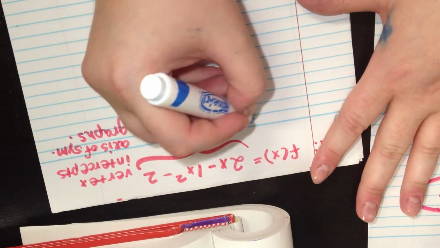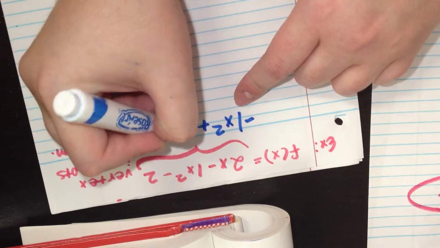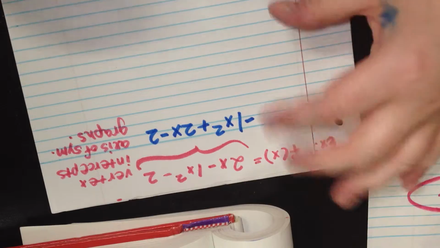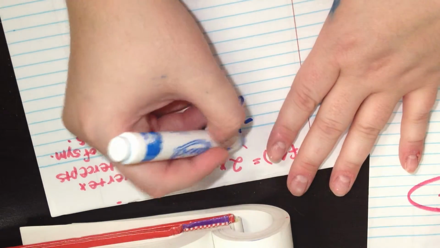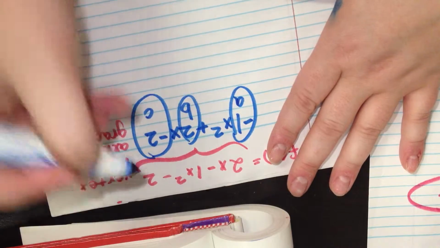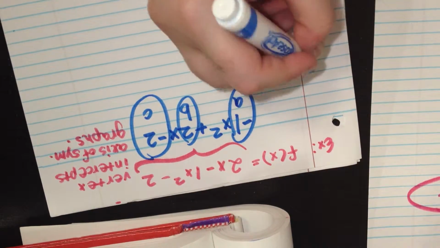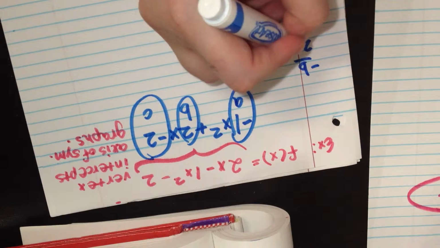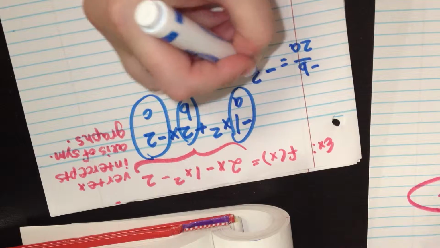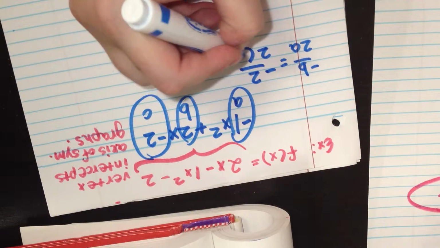Okay, so when I put this in order, I have -1x squared plus 2x minus 2. And now I can find my vertex. My a is -1, b is 2, c is -2. And now I can do my vertex of -b over 2a, or negative, then my b is 2, all over 2 times my a, which is -1.